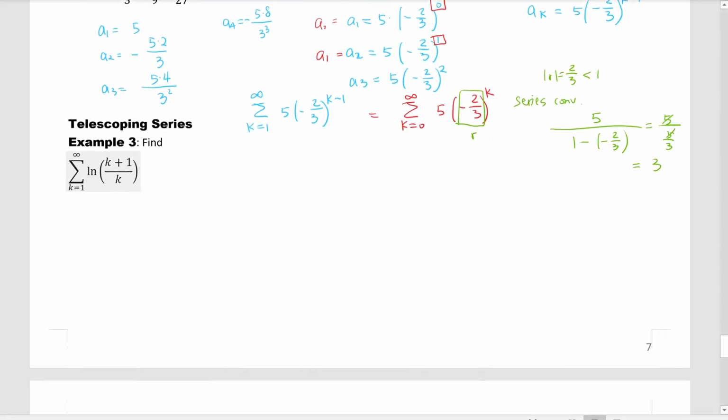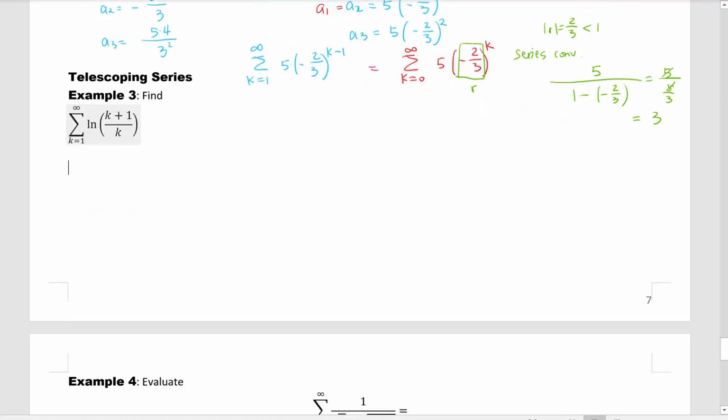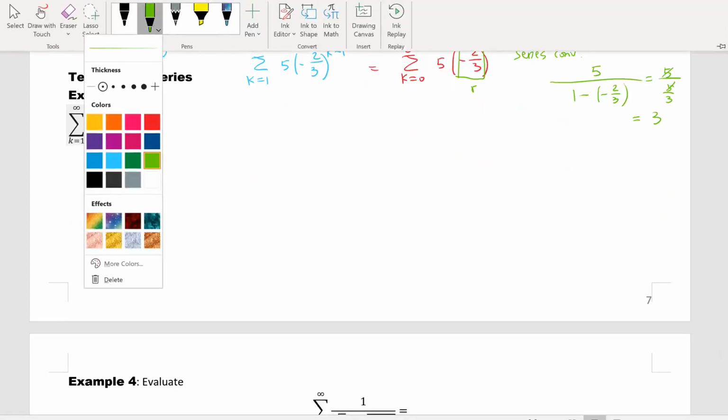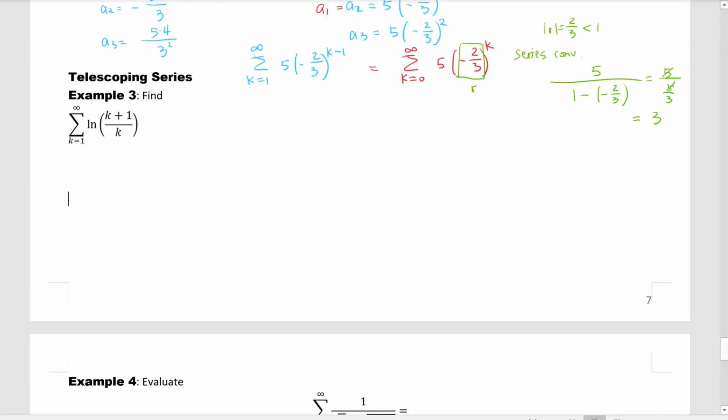All right, so the next series is the telescoping series. So what is the telescoping series? Well, there's a special property about the telescoping series. You can express your A sub k in terms of something subtract something. This is the first step.